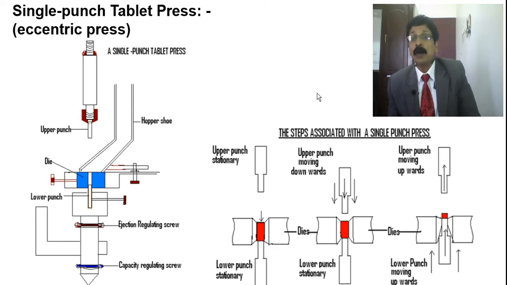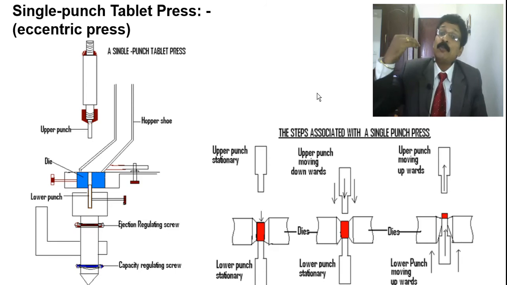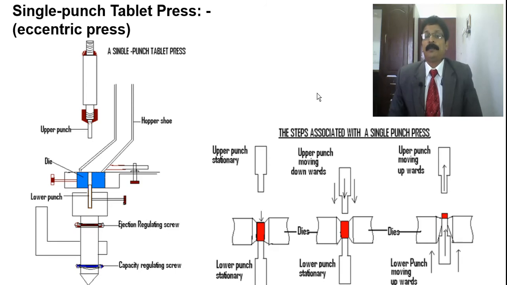And in the third step, you see, the upper punch moves upward, away from the machine. And the lower punch, what is it doing? It is just moving upward to eject the tablet.